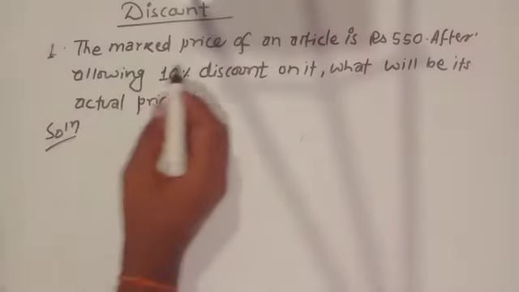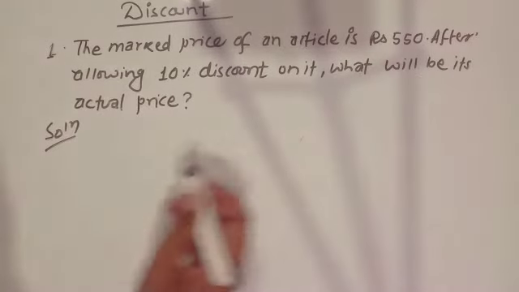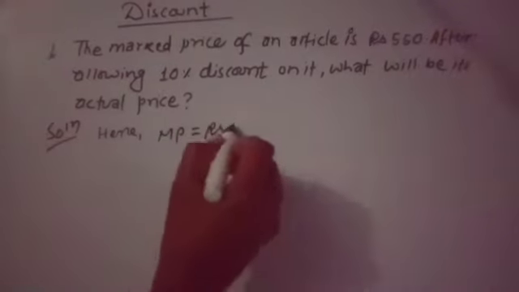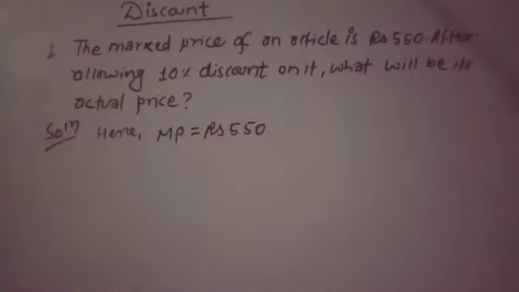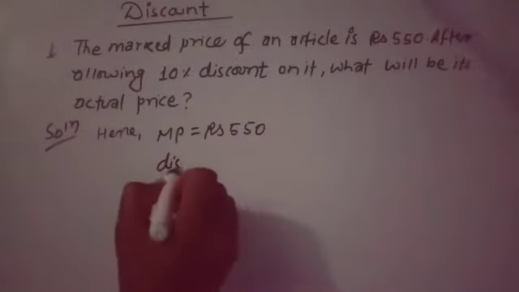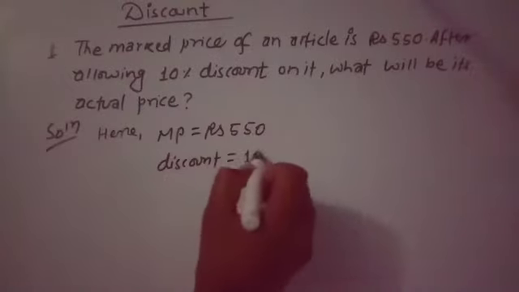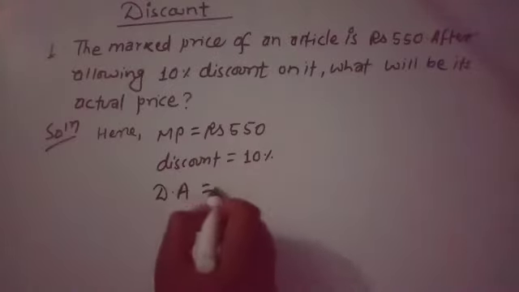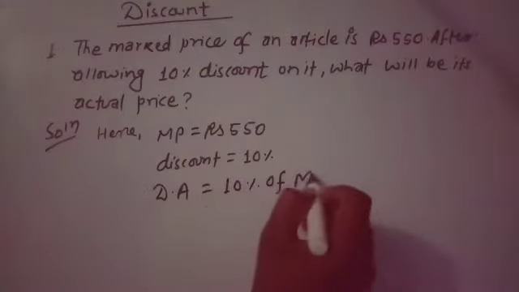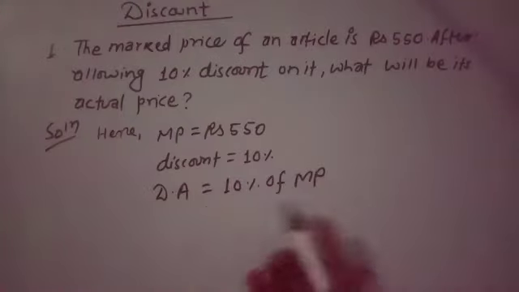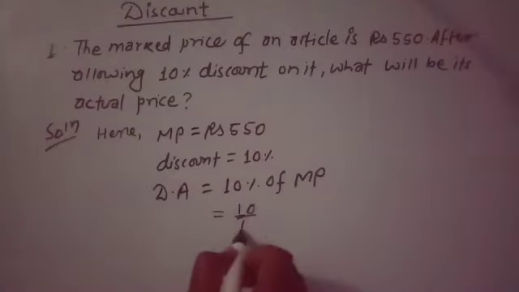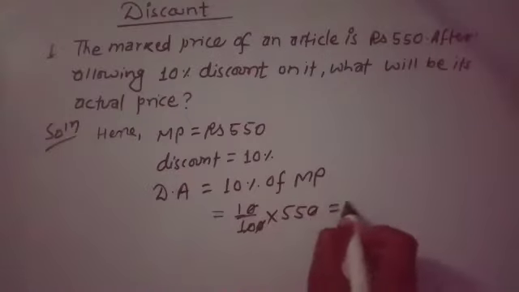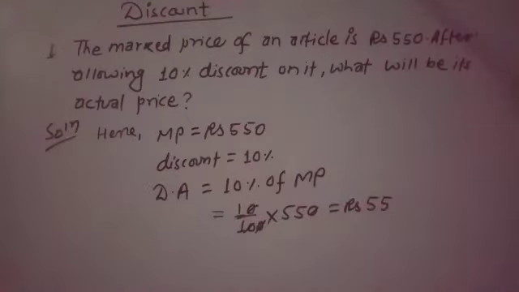First question: the marked price of an article is Rs 550. In this question, MP is given, Rs 550, and discount percent is given, which is 10%. We can find the discount amount, which is 10% of MP. Discount amount equals 10 upon 100 times 550. Zero cancels out, zero cancels out. Rs 55 is the discount amount.